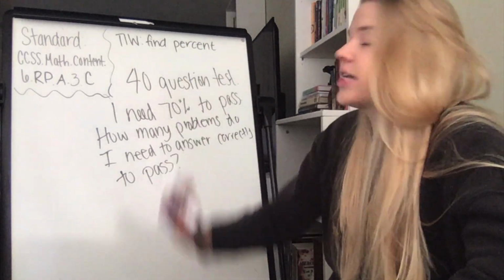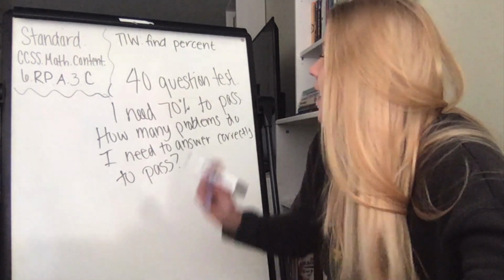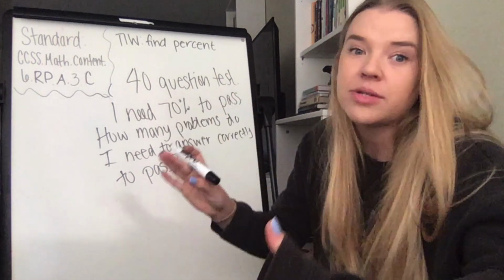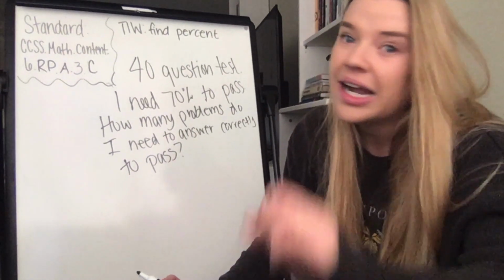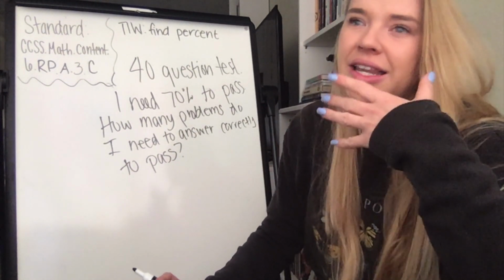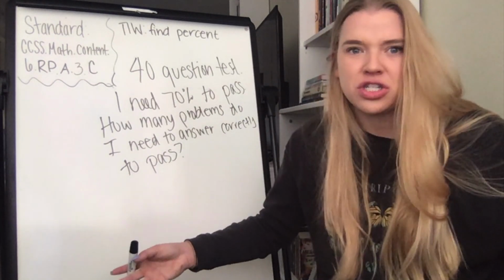So, I'm taking a 40 question test. I need a 70% to pass. And I need to know, if I'm taking this, how many problems do I need to get correct in order to pass? Because knowing 70% is not helpful for me unless I know what that actually equates to. So how many questions do I have to get right?